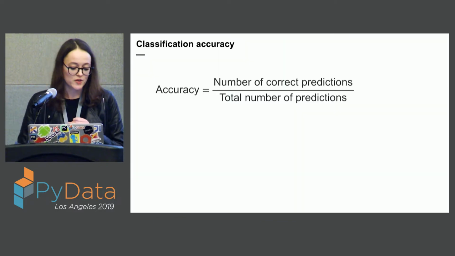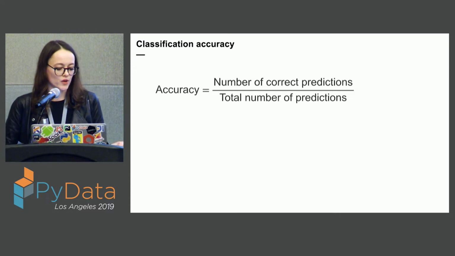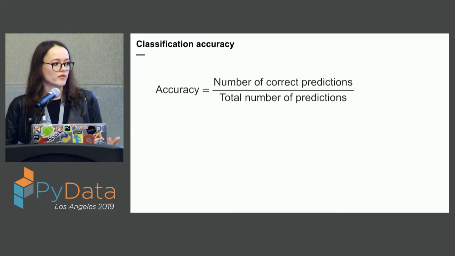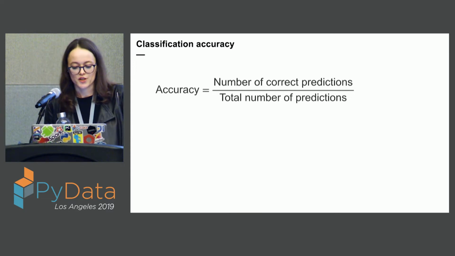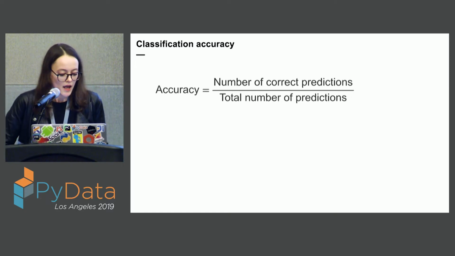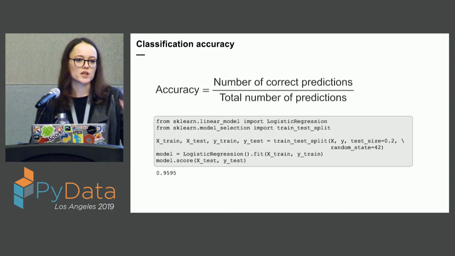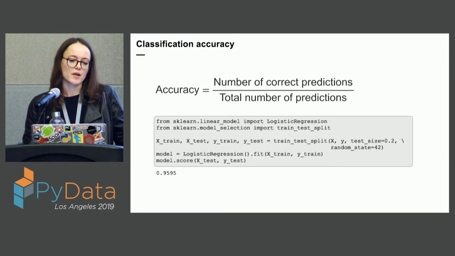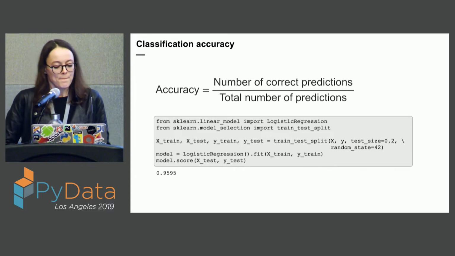So the first metric you normally will encounter is classification accuracy, of course. And it is very straightforward. It's very intuitive and easy to understand. So how many predictions were correct out of the whole number of predictions? And I'm going to be showing examples in scikit-learn, but any machine learning library is going to have its own set of metrics available to you.